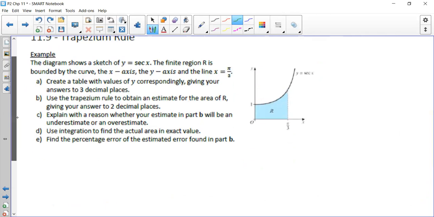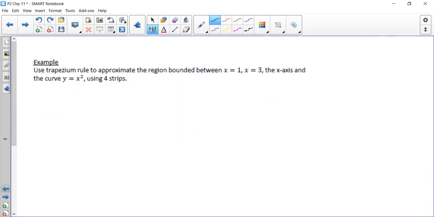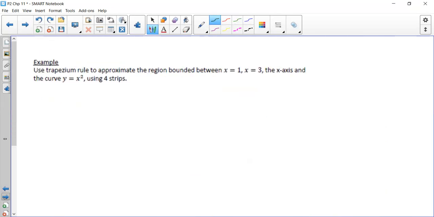Okay, the diagram shows a sketch of y equals sec x. The finite region R is bounded by the curve, the x-axis, the y-axis, and the line x equals pi over 3. Was this the first? Hang on. Yeah, sorry, I was reading the wrong example. I was wondering why it doesn't follow my notes. Anyway, so that's the second example. The first example is right here.